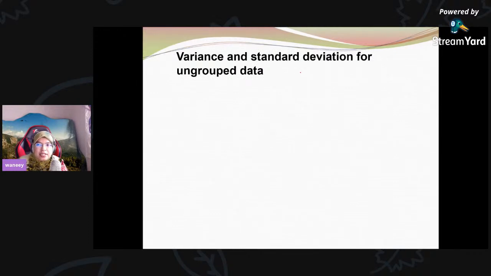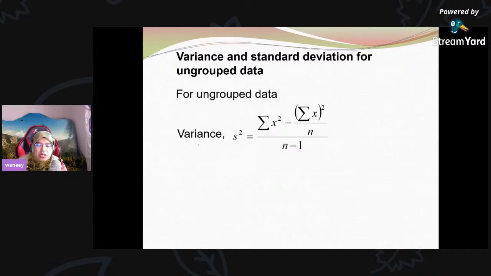Okay, so variance and standard deviation for the ungrouped data. The formula for variance, normally denoted by S square, is the summation of X square minus the summation of X, squared, over N, all divided by N minus 1. Okay, so what is the difference between these two?